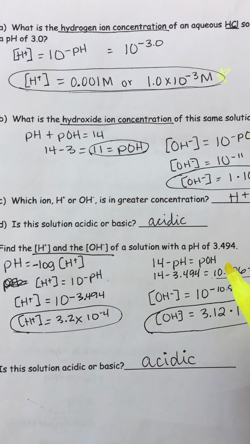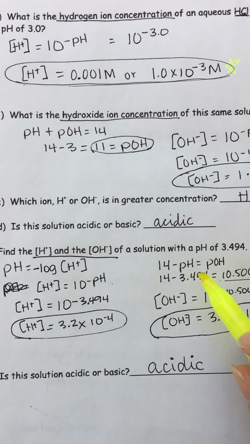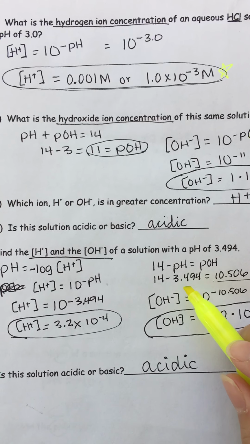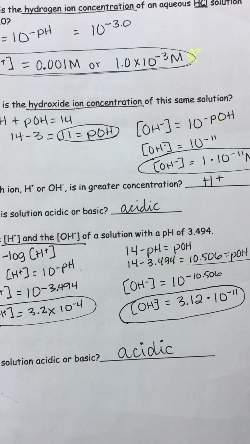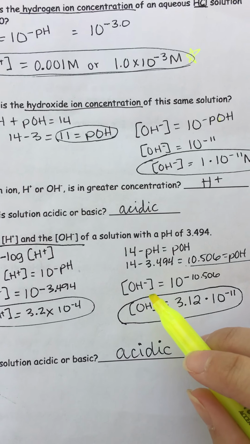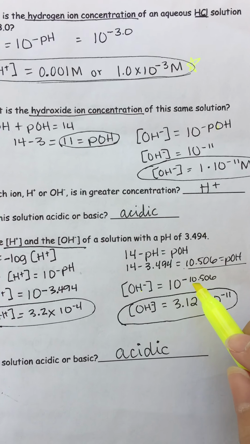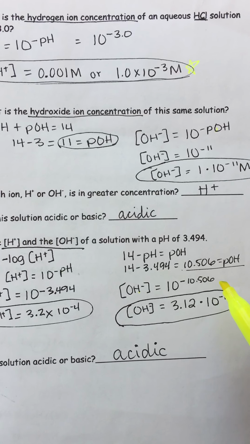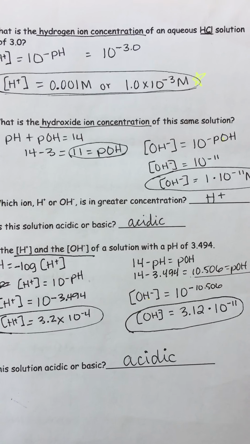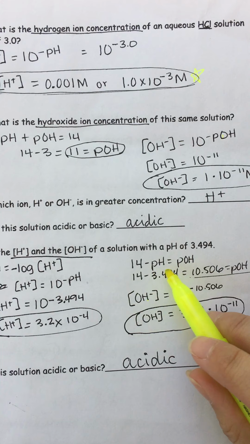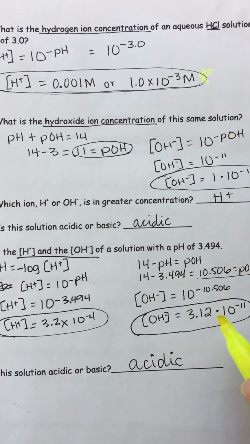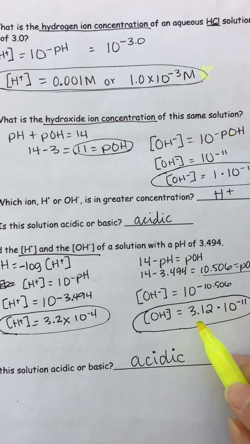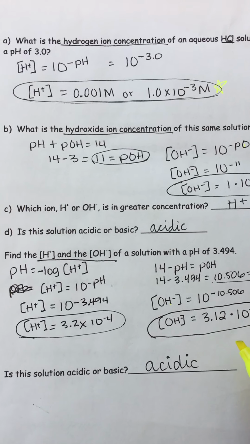14 minus pH is equal to pOH. We talked about that. If we add them together, we get 14. So we're going to take 14, subtract 3.494. We get 10.506 for pOH. So for that, we take 10 and raise it to the negative 10.506 power to get the hydroxide concentration. Remember, that relationship is just between the pH and pOH. So we get a hydroxide concentration of around 3.12 times 10 to the negative 11.